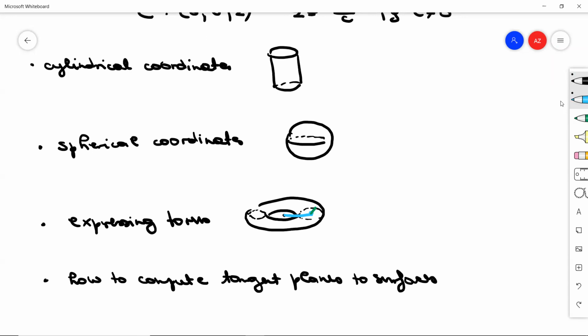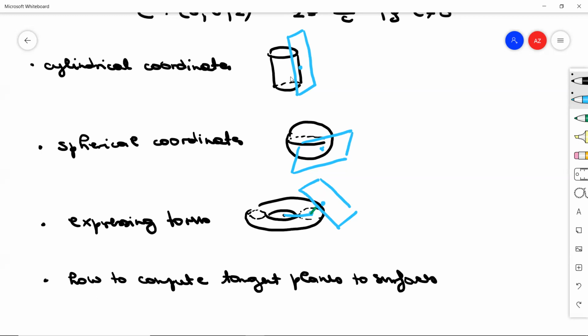So the tangent plane here in the case of the cylinder is just this one, for example, in every point. In the case of a sphere, we have something like that. And in the case of the torus, for example, in some point, it's something like that. So we will see how to compute those tangent lines and tangent planes.